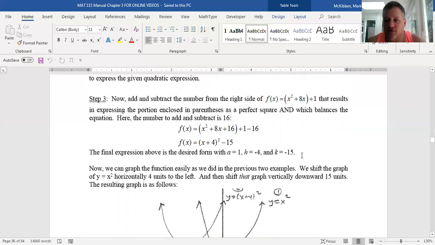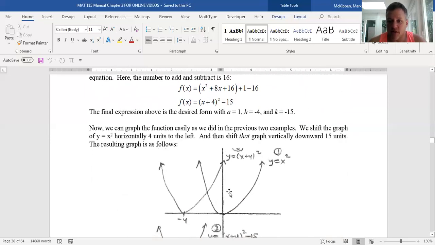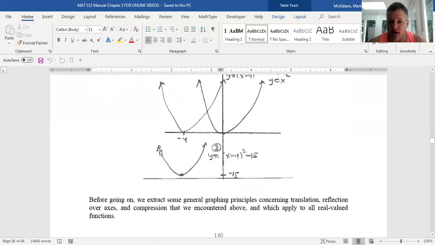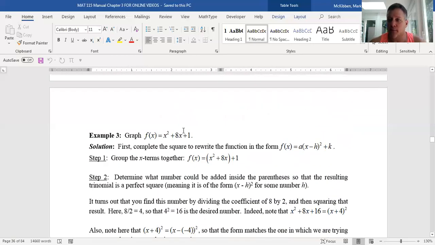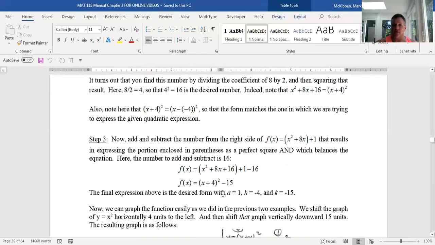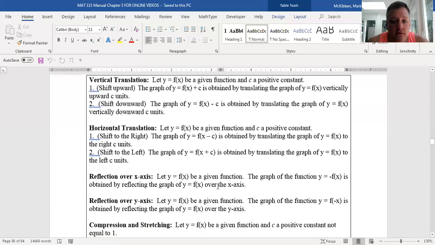And then the -15 is k. All right, so to graph this, I first start with x squared. I move it to the left 4 units because I'm adding 4 inside, and then I'm shifting it down 15 units. All right, so that's the graph of that guy, but that's equivalent to this function. Okay, so the only real way to graph this guy is to write it in this form and then use our results.